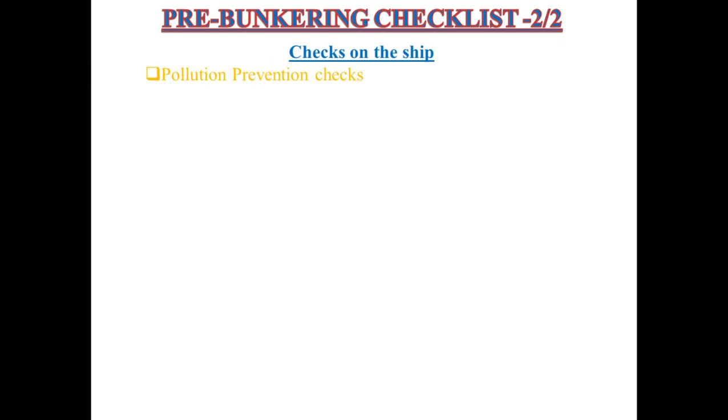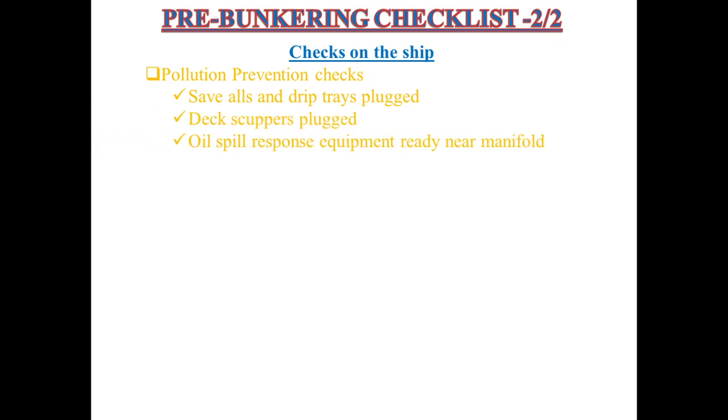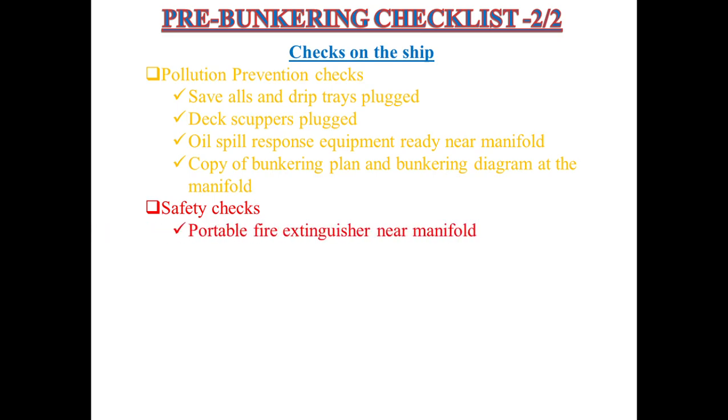When we do checks on ships, that is pollution prevention checks: save-alls and drip trays plugged, deck scuppers plugged, oil spill response equipment ready near the manifold. Then we have a copy of the bunkering plan and bunkering diagram at the manifold. We have safety checks, that is a portable fire extinguisher near the manifold. We also have a no smoking sign near the manifold.